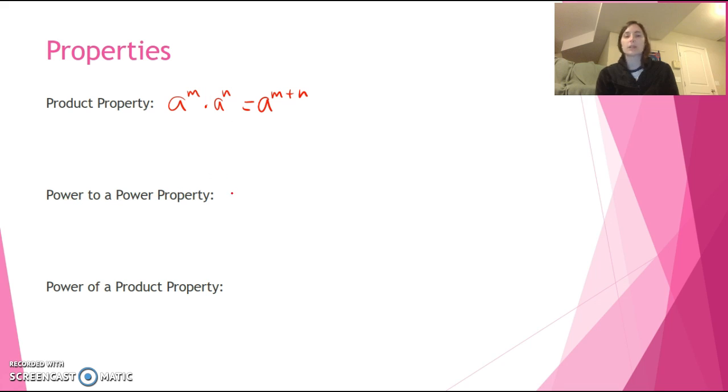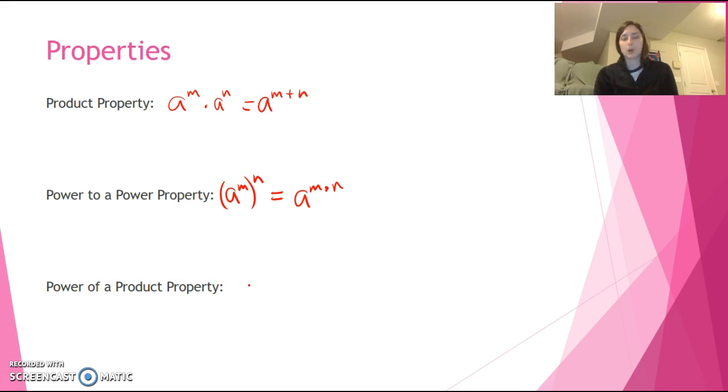Power to a power property, that's if I have a to the m, to the n. So I have a power to a power. So my power is within a power. And when we have that, that is the same as I would multiply, because whatever my power on the outside is, that's how many times I am multiplying this by itself. So this would be the same as a to the m times n. So a to the m times n.